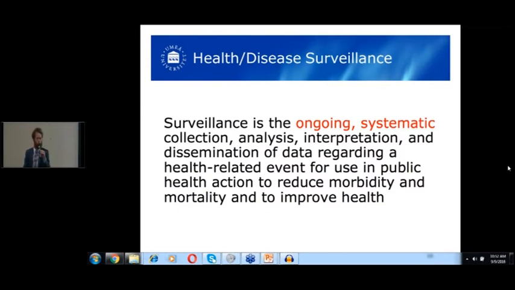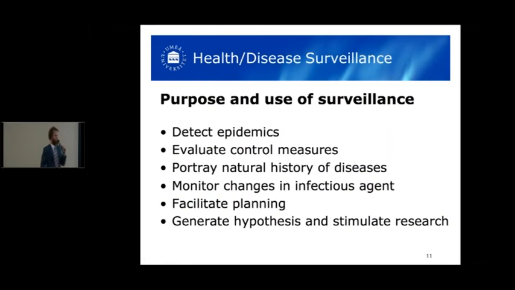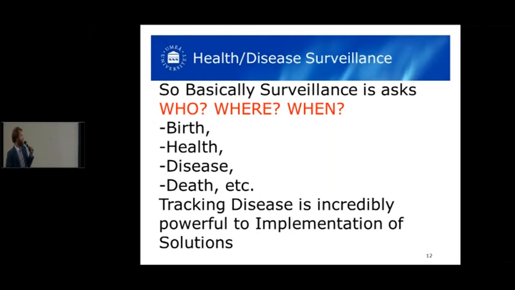So in short, detecting epidemics, creating effective control measures, understanding the natural progression of disease. If we don't measure it, we don't know it. We don't have an opportunity to understand it as well. Monitoring changes in infectious agents, gaining planning information, and stimulating research. But basically, surveillance is asking these questions. It's when, where, who, and why regarding health.